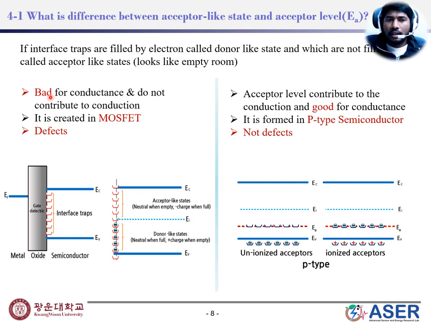The acceptor-like state is bad for conductance and does not contribute to conduction, but the acceptor level contributes to conduction and is good for conductance. The acceptor-like state is created in the MOSFET, but the acceptor level is created in a p-type semiconductor. It is a type of defect, but it's not a defect.